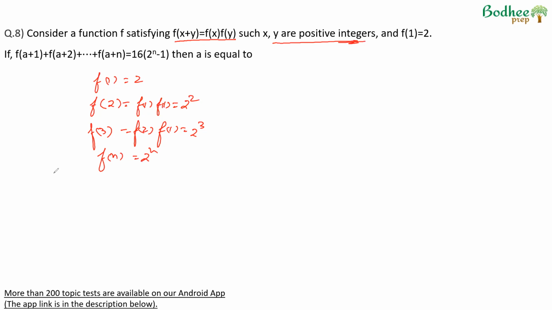A is equal to? So f of a plus 1 will be nothing but 2 raised to power a plus 1, plus 2 raised to power a plus 2, and so on until 2 raised to power a plus n, and this is 16 into 2 raised to power n minus 1. This is being added. So what we can do is take out 2 raised to power a common. We will be left with 2 here, 2 square, 2 cube, and so on till 2 raised to power n.